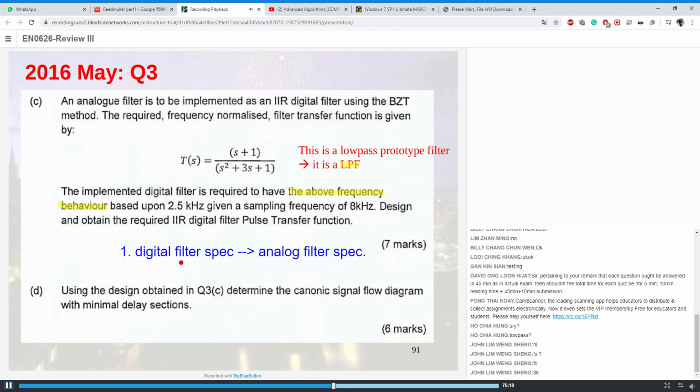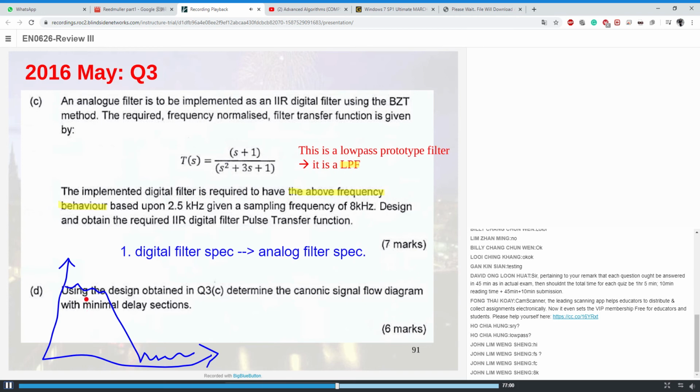In general, whenever you talk about filter spec, regardless of analog or digital, normally you talk about, I'm sorry, I have Parkinson's already, so it's not a good drawing now. Normally we talk about ripple. On the y-axis, we talk about passband ripple and stopband ripple, the values over here. On the x-axis, we talk about the passband cutoff frequency and stopband cutoff frequency. From this question, the information that we have is 2.5 kilohertz, based upon the frequency behavior of the low pass filter. So the cutoff frequency of this digital low pass filter is 2.5 kilohertz.